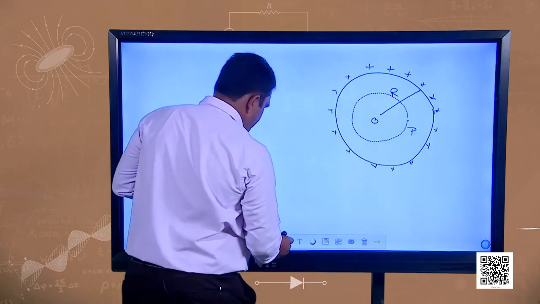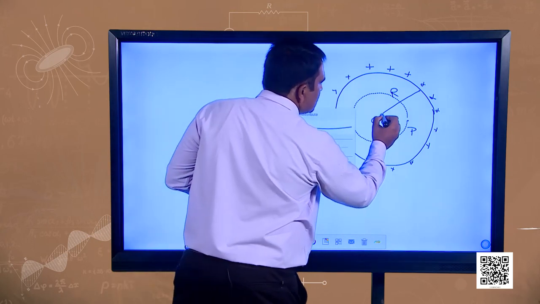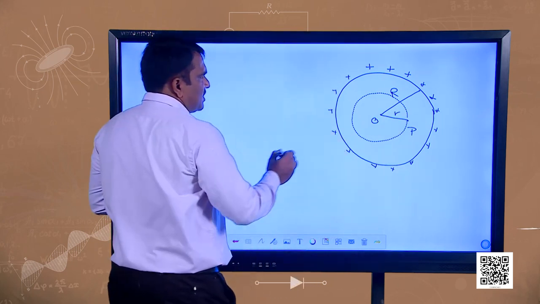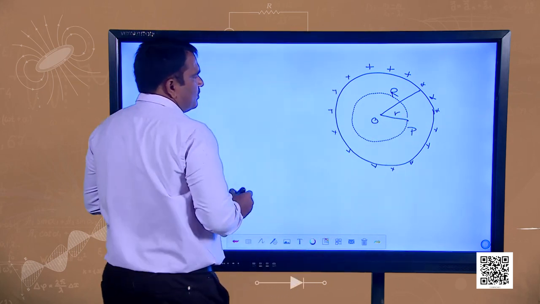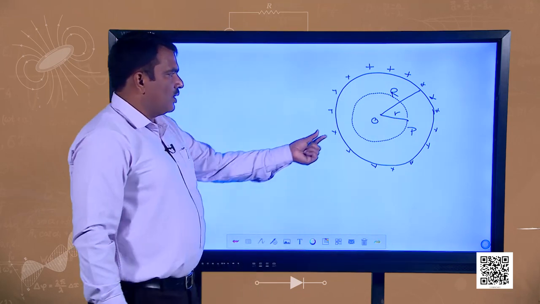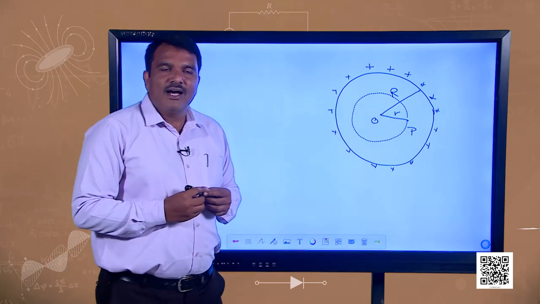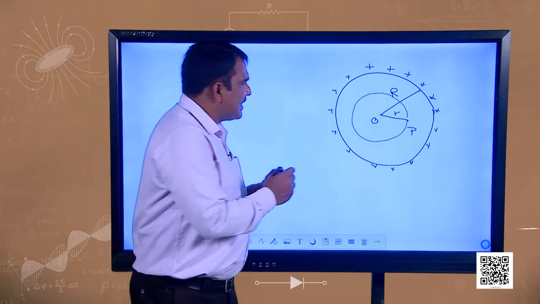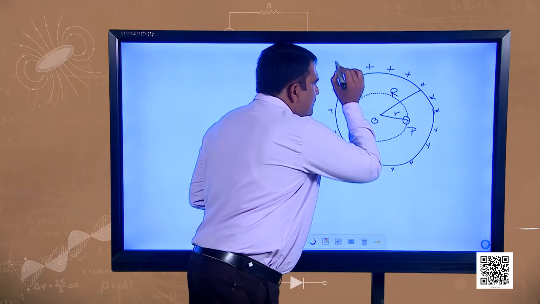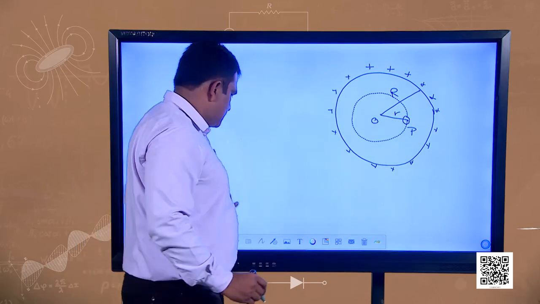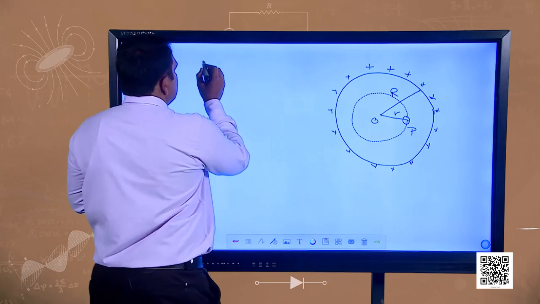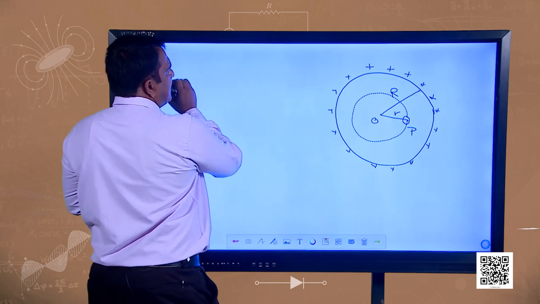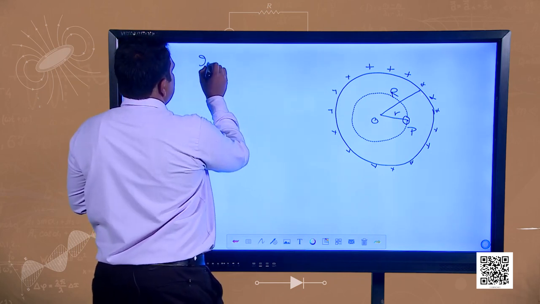So it is a sphere of radius small r. Suppose the distance of the point P from the center is small r. Now let us cut a small area element delta S from the Gaussian surface, and the flux. So we are finding the electric field at any point inside the cell.